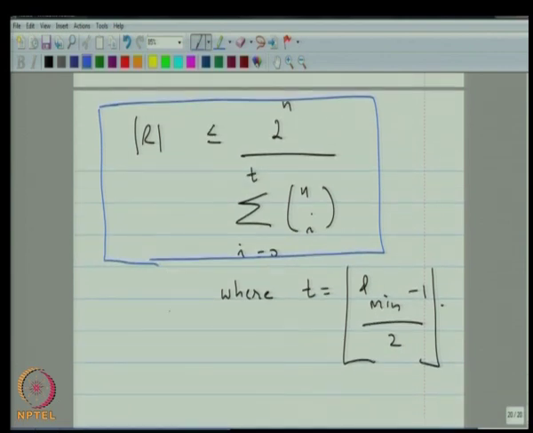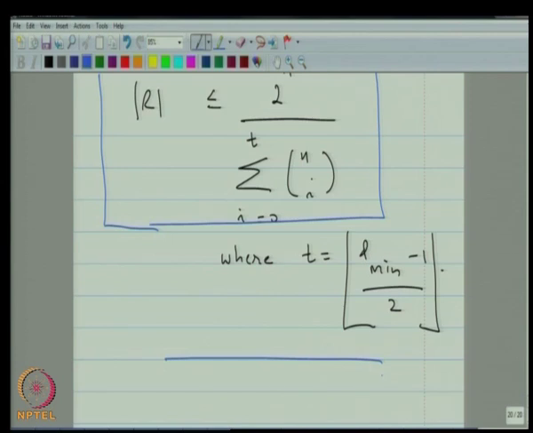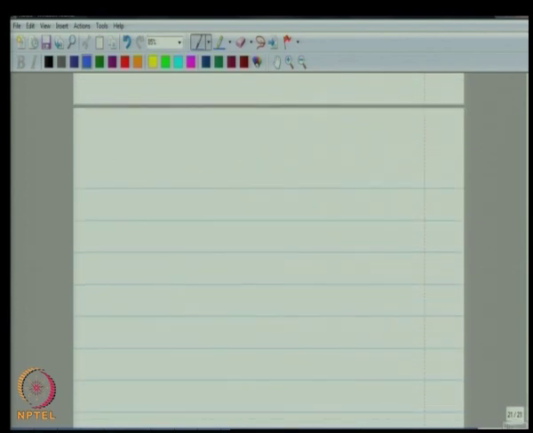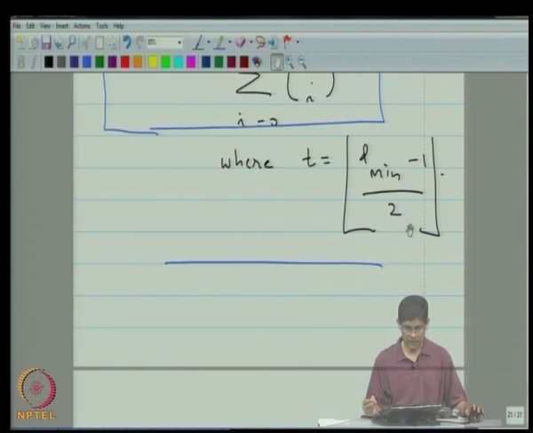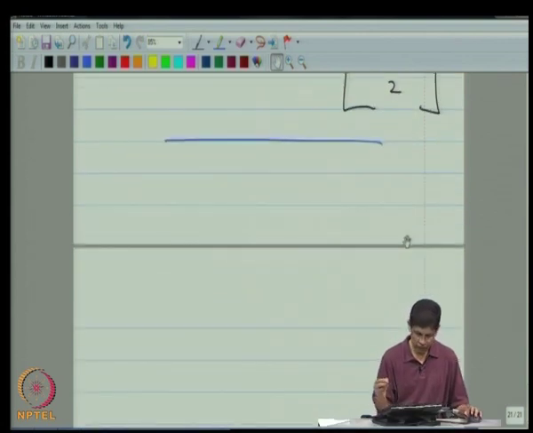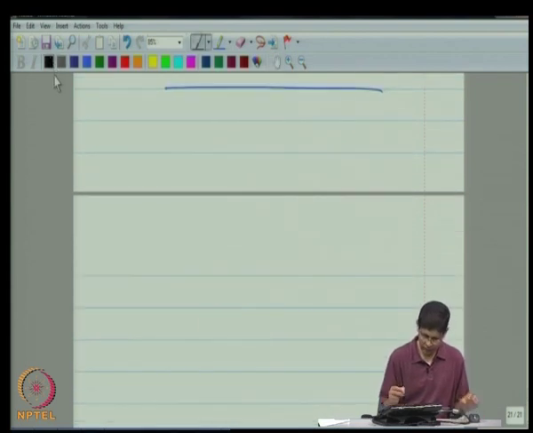Now, so how does one go about proving that? The idea is very simple. By the way, this notation here is the floor function, which means that t is the largest integer which is less than or equal to d min minus 1 upon 2, and I assume most are familiar with that. So, how do you prove that? The proof proceeds as follows.